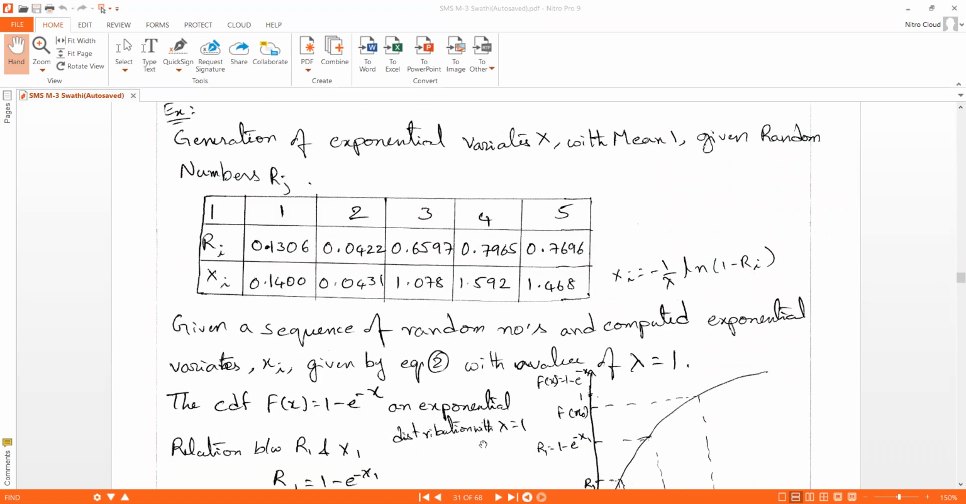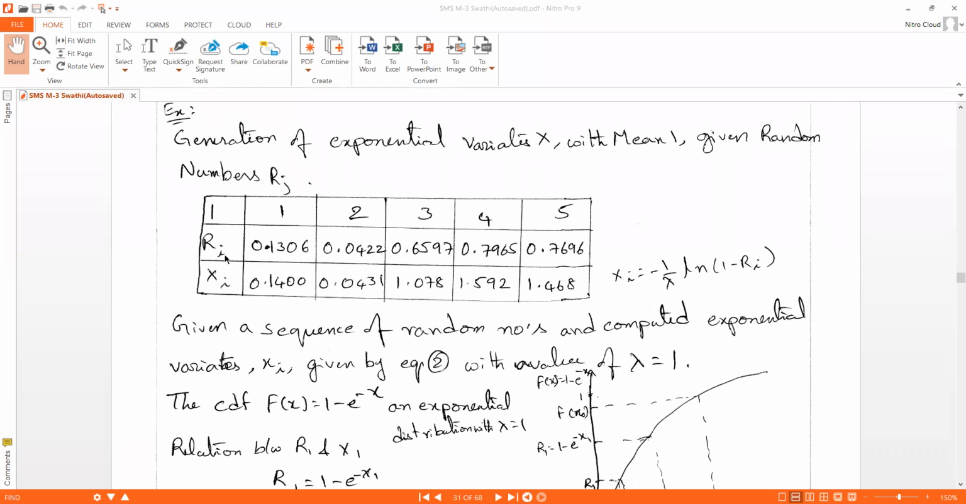We'll see one problem related to that. Take down this problem. It is generation of exponential variates x with mean equal to 1. Random numbers are given like this. Here in the problem, the Ri values and Xi values are given.